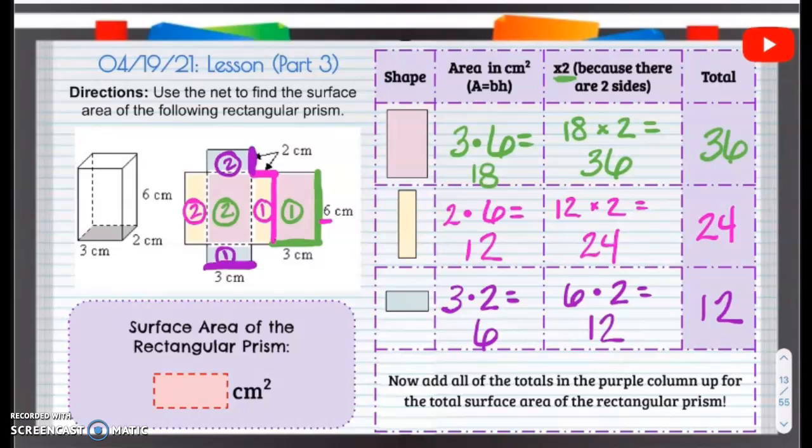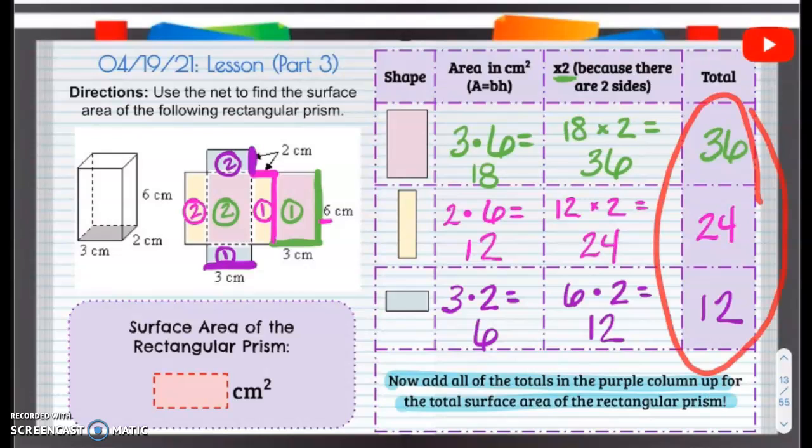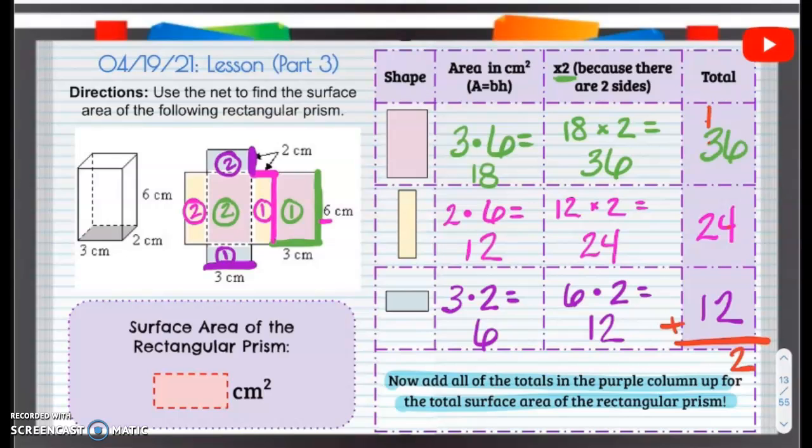Now, we add all the totals up. In this purple column here, we add all these up, and that will give us the total for our surface area. So if I add them all up, 6 plus 4 is 10, plus 2 is 12, 3, 4, 5, 6, 7. So I get 72. So you'll put your answer over here. You'll get 72 centimeters squared. So that's going to be the whole surface area.